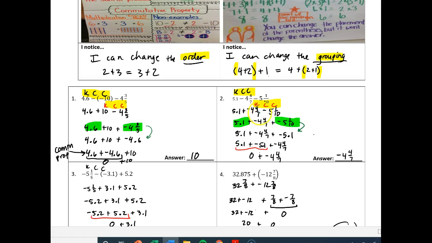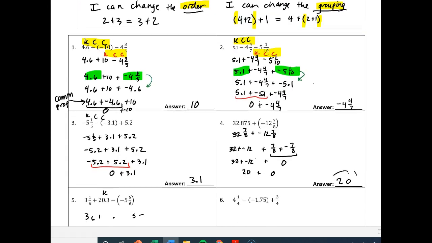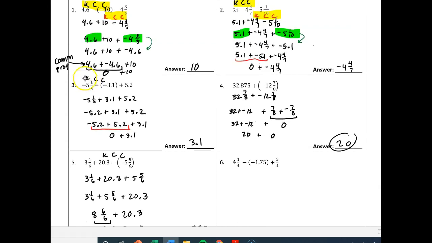Some of you might have been like, oh man, I gotta find a common denominator between 7 and 10. No, sometimes you can make the problem easier if you can use the commutative property and use fraction decimal equivalents, right? Take a look at number 3. You'll notice, again, KCC right off the bat, negative 5 1/5 plus 3.1. Notice I don't have to KCC a second time because that next one's a positive. And then I got negative 5 1/5 and 5.2. Oh, if I just convert this negative 5 1/5 to its decimal equivalent of negative 5.2, look at that. Again, I use the additive inverse by putting, or see, the commutative property of addition by putting the 5.2's next to each other.